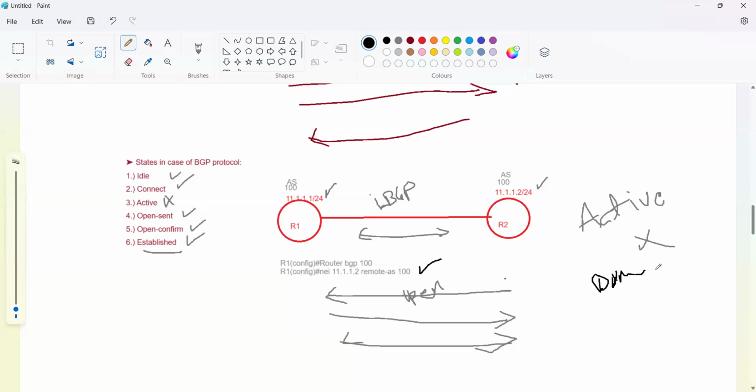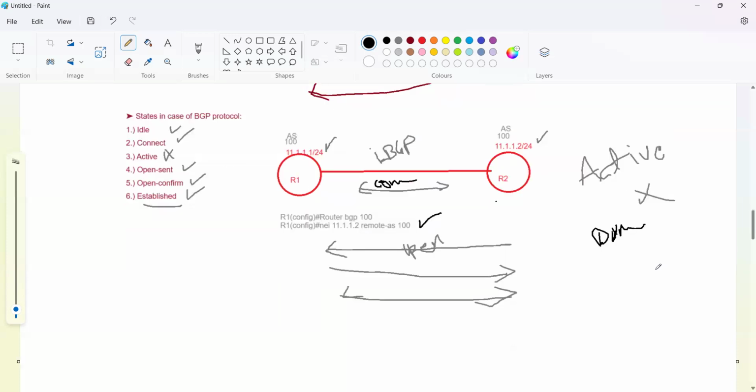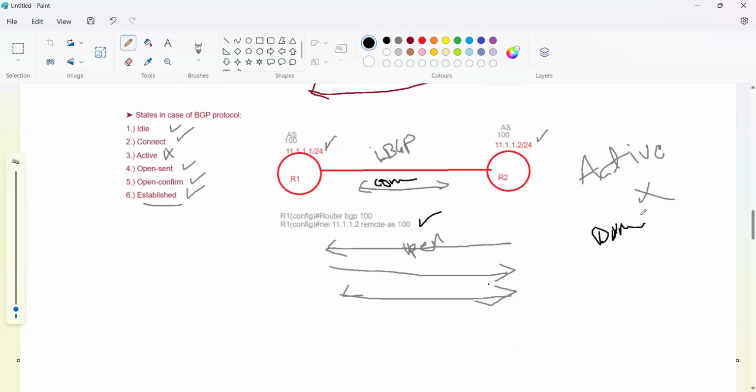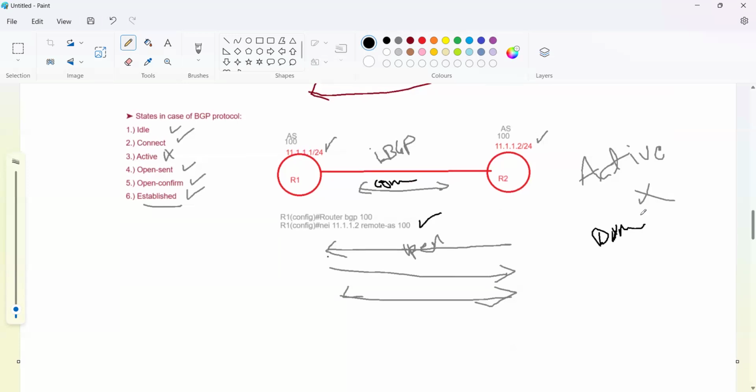So it will send an open message to verify whether my neighbor is alive or not. If he is alive and we enable both ends, then he will give the reply. If only one side is enabled, that is the idle state. Idle state means one side is enabled and the other side is not enabled, for the BGP protocol. After that, once you enable both ends, they form the connect state. They are connected to each other. They will send and receive unicast messages, with the help of port number 179.